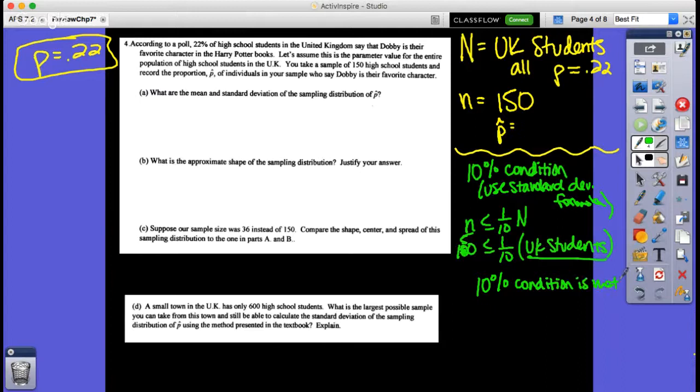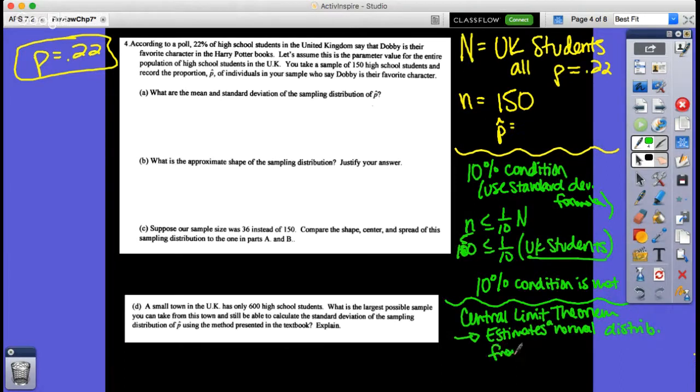is met here, okay? All right, so let's go to the next thing, which is my central limit theorem. Why is this important? This is important because it estimates a normal distribution from the sampling distribution, okay? So we're going to see, is this true?